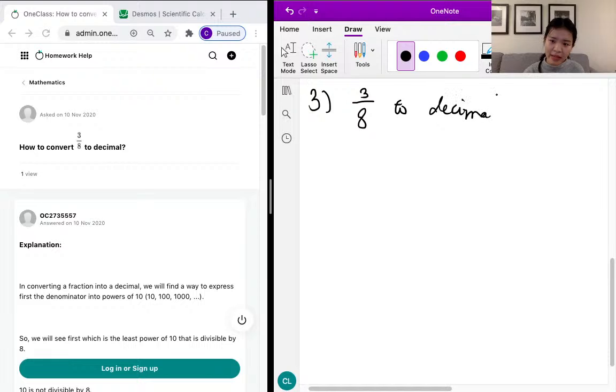There are a couple of ways of doing this. Obviously, you can use a calculator, but the easiest way, I think, is probably long division. So how do we do long division? This fraction, 3 over 8, is essentially 3 divided by 8. So we can just do 3 divided by 8 to find out the value of this fraction.